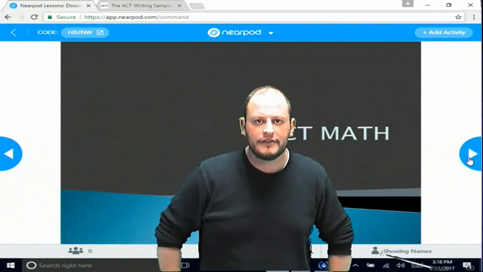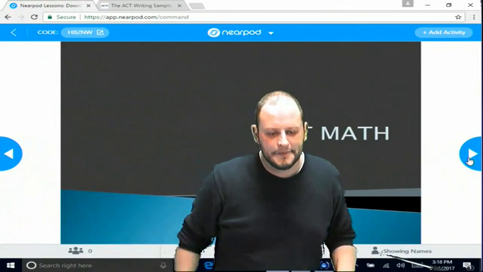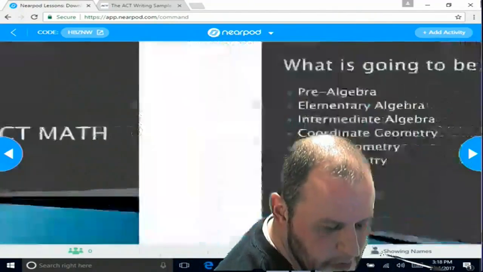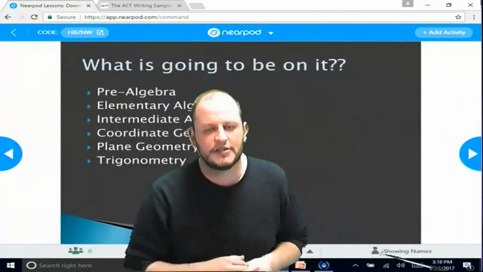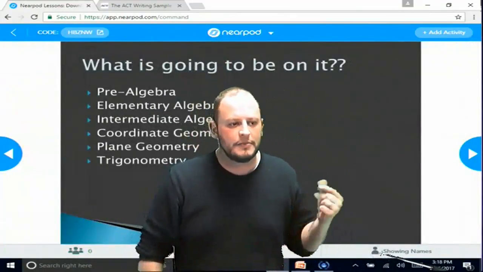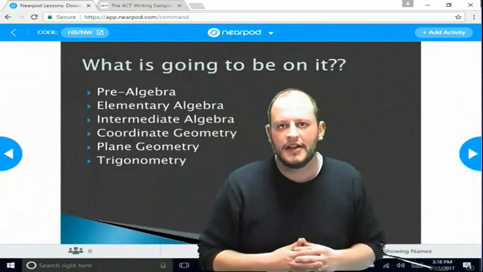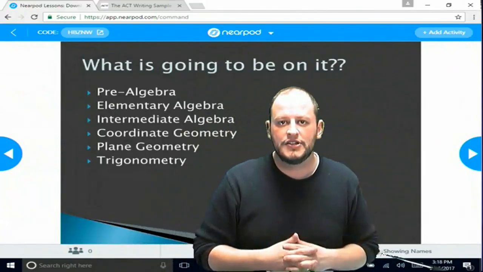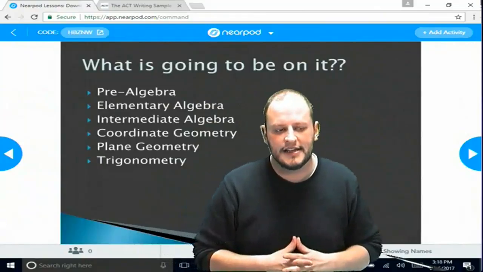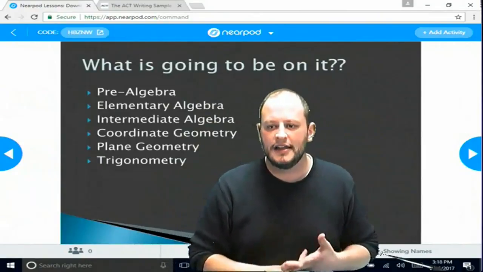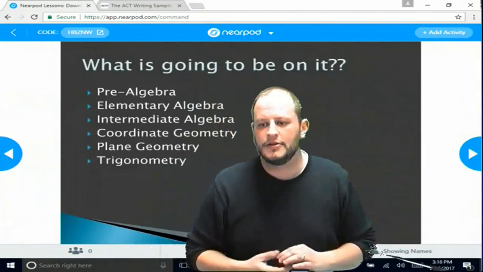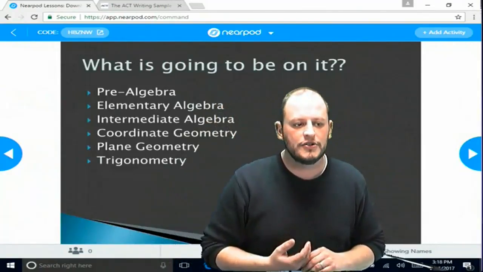ACT Math. So, here we go. We've seen this slide before, but just a reminder for you guys what's going to be on the exam. We have different categories of questions that we'll see on the exam. We've got pre-algebra, elementary algebra, intermediate algebra, coordinate geometry, plane geometry, and trigonometry.